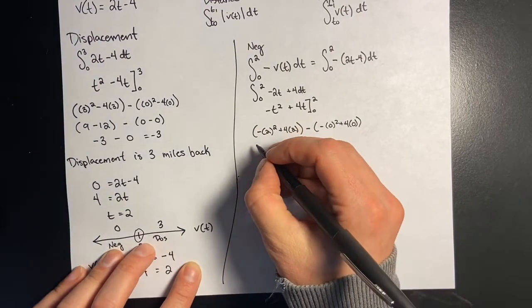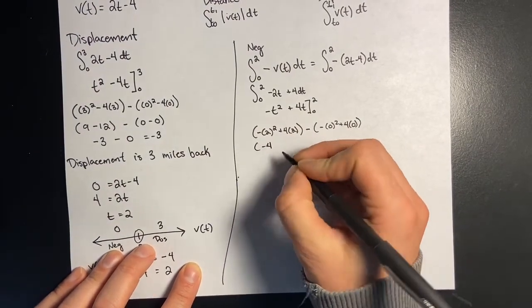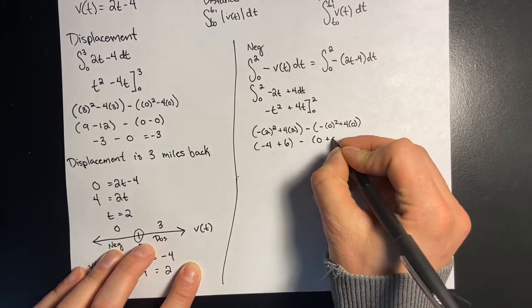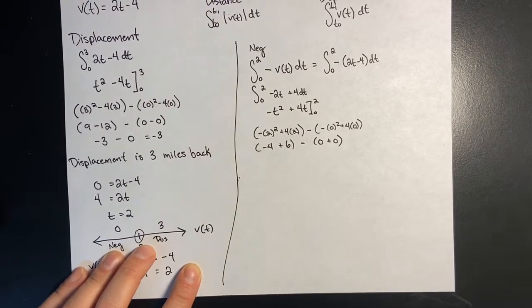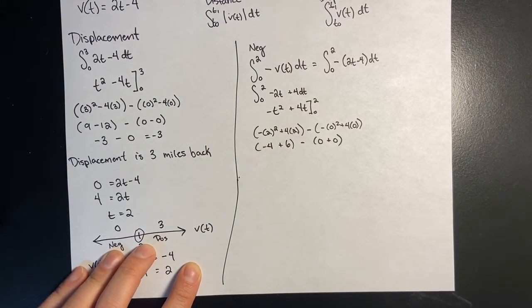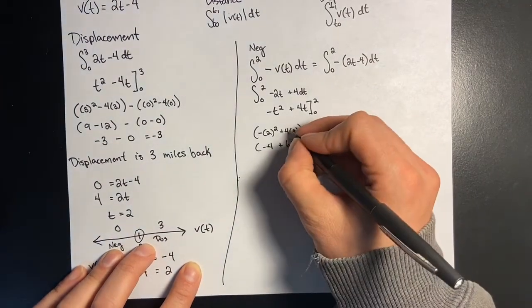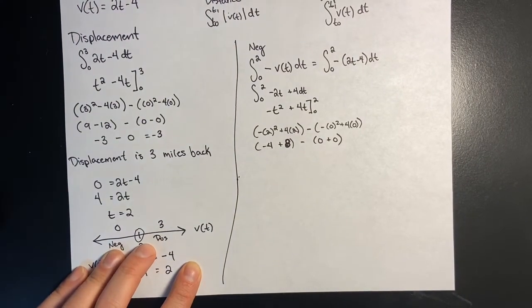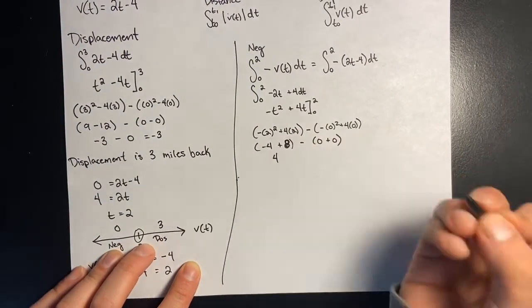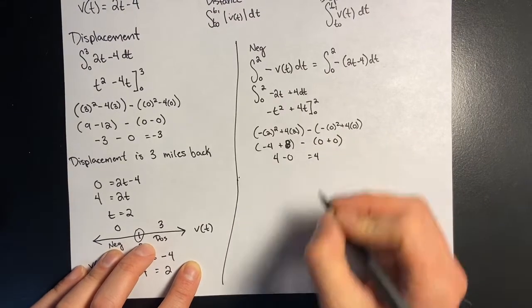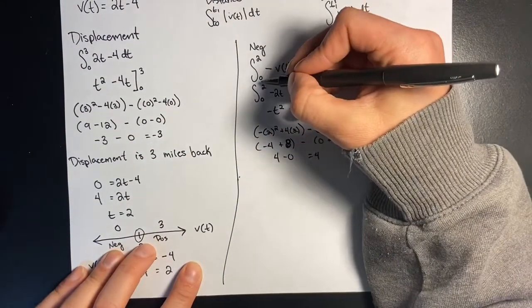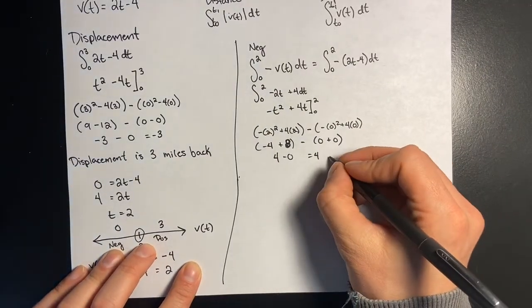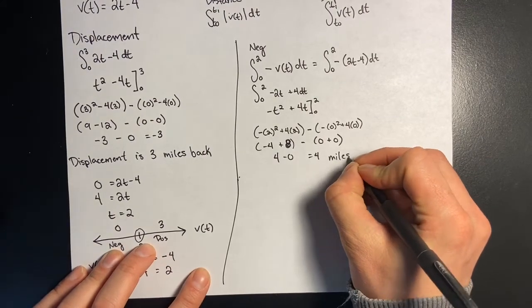Negative 2 squared is negative 4. Plus 8, minus 0 plus 0. Four times 2 is 8. Oh, I like to have a good time. Negative 4 plus 8 is 4. 4 minus 0 is 4. So between 0 and 2, I went backwards, but I traveled a total of 4 miles.